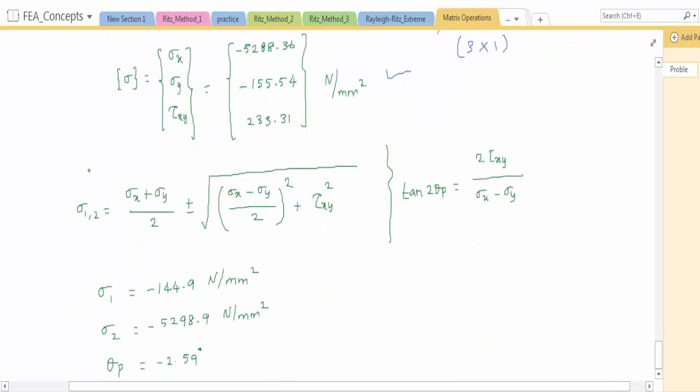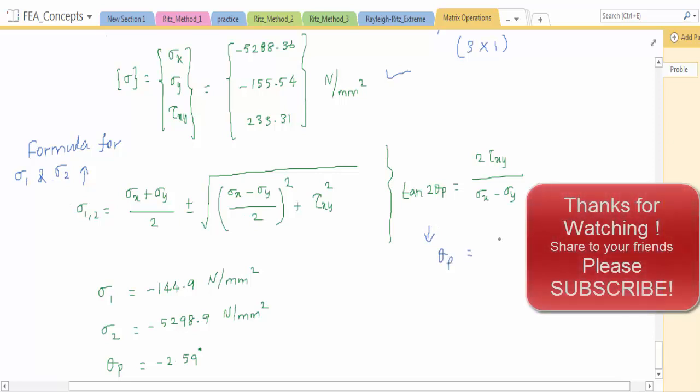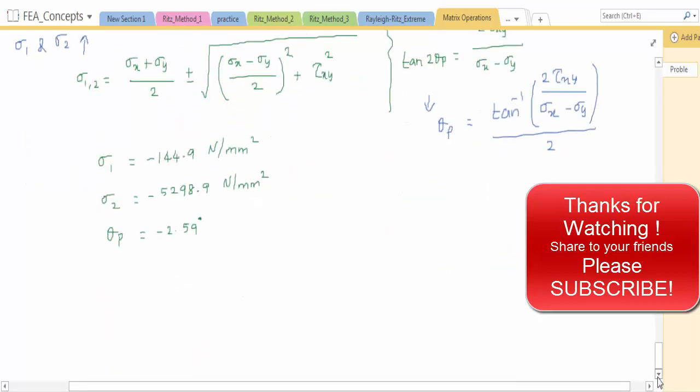And this is the formula for finding out the maximum and minimum principal stresses. Sigma 1, 2 is equal to (sigma x plus sigma y) by 2 plus or minus, you have to note it down. And theta p can be found out by using tan 2 theta p equal to 2 tau xy divided by (sigma x minus sigma y). From this you can find out theta p. The final values for sigma 1, sigma 2 and theta p are written like this. If you choose plus, it will give you sigma 1, and if you choose minus, it will give you sigma 2.